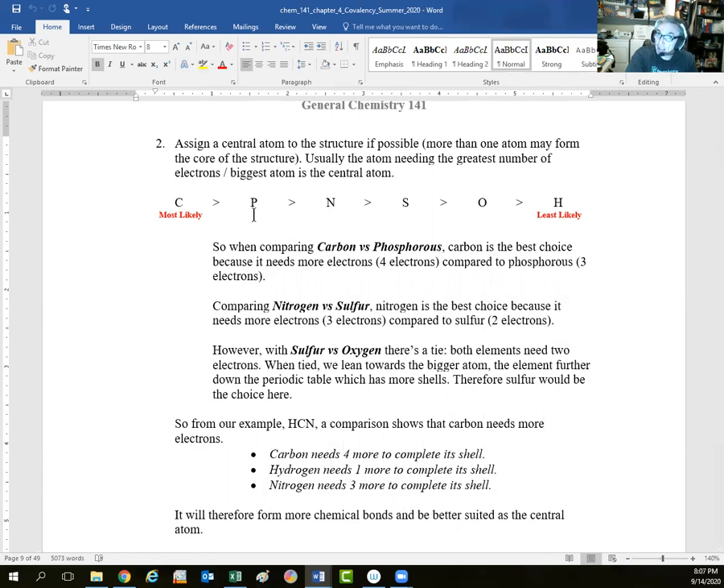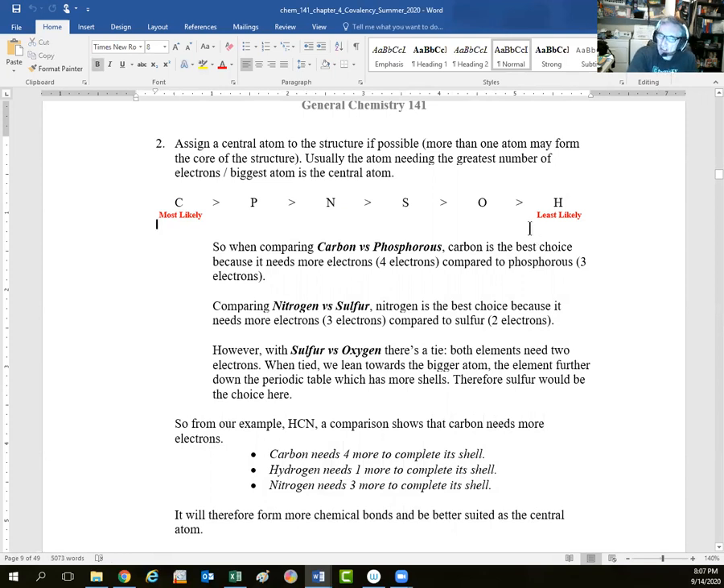Now the elements sometimes break these rules, but it's a good basic guideline to get us started. Similarly, nitrogen needs 3 electrons and therefore makes 3 chemical bonds normally, while sulfur normally makes 2 chemical bonds. So nitrogen is more likely to be the central atom over sulfur, or oxygen, which needs 2 electrons and would make 2 chemical bonds, is more likely to be the central atom than hydrogen, which only needs 1 electron and therefore normally only makes 1 chemical bond.